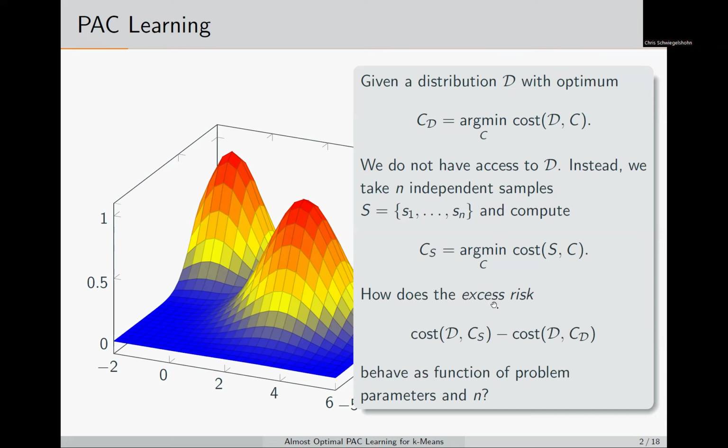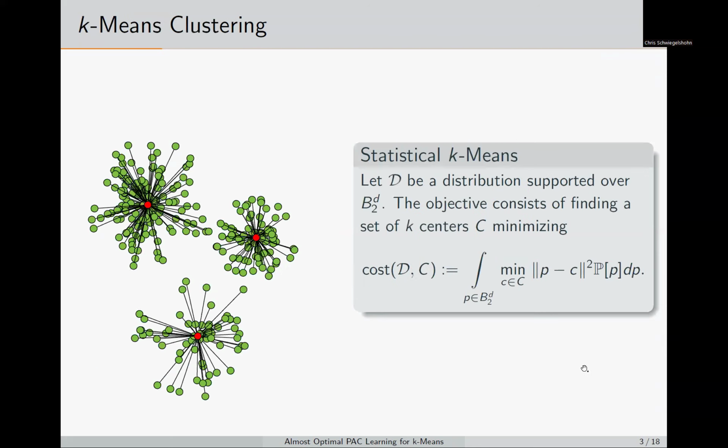What we're now interested in is how good the empirical optimum compares to the true optimum. Specifically, we want to take a look at the excess risk, which is the difference between the performance on the distribution of the empirical optimum minus the performance on the distribution of the true optimum. And we would like to know how quickly the excess risk decreases as a function of problem parameters, and more importantly, as a function of the sample size. So ideally, we would like this to go to 0 when n tends to infinity, and what we're trying to study here is how quickly this happens.